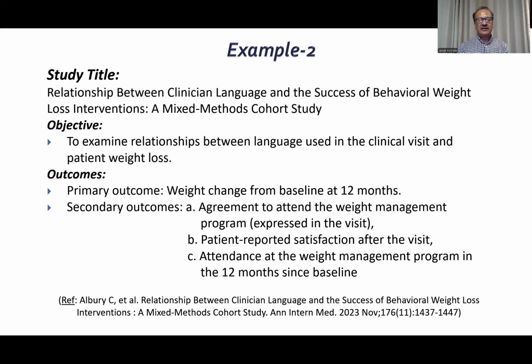But at the same time, the researchers also wanted to see the secondary outcomes, including agreement to attend the weight management program, which is not actually in the study title or a primary objective, patient-reported satisfaction, and attendance at the weight management program at 12 months. So these are all secondary outcomes they are also looking at. If you really want to prove all of those or look at all those outcomes, maybe you may have to calculate sample size based on all 4 outcomes, or you might just choose to do the sample size based on primary outcome, and the other outcomes could just be the exploratory questions.